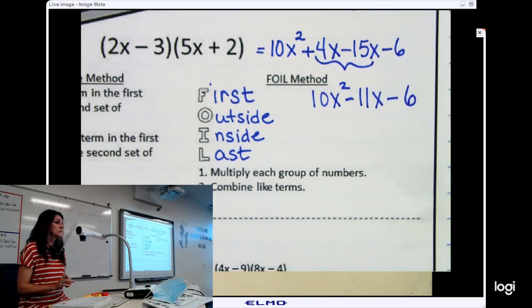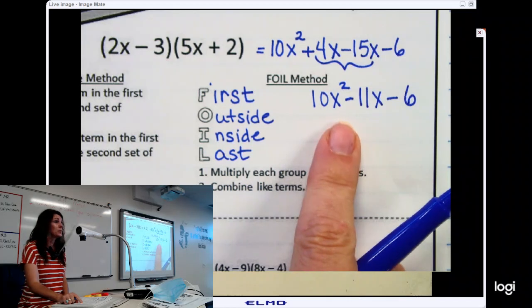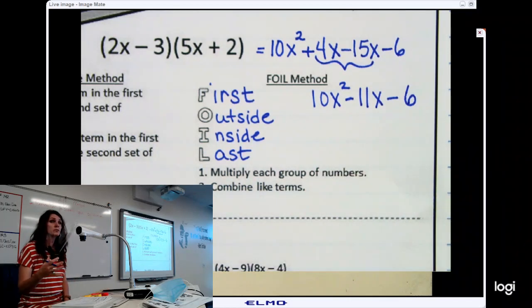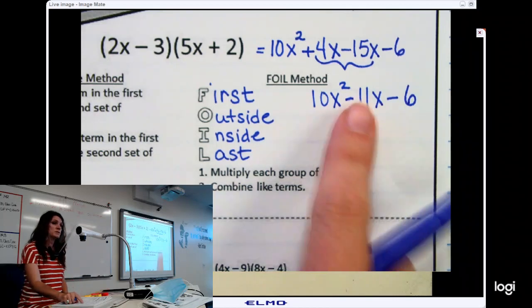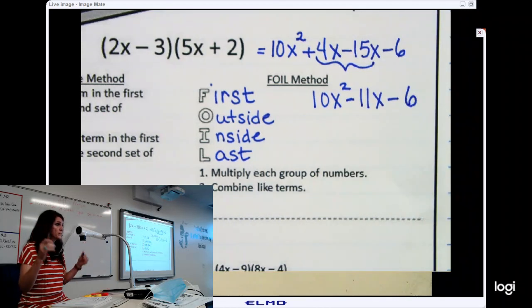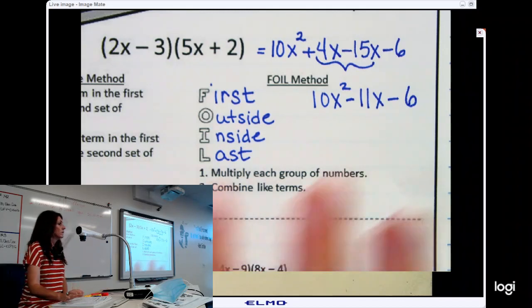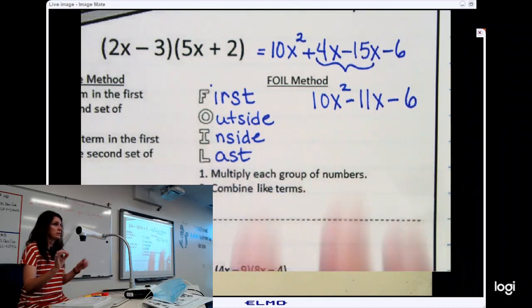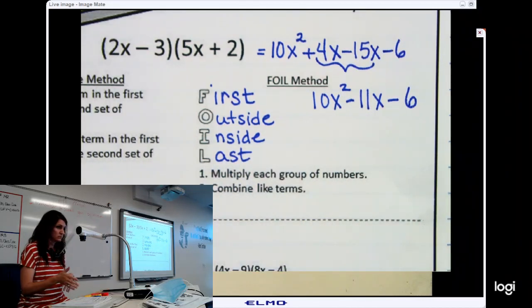Now I've noticed that this class sometimes needs a little help with the arithmetic. Always grab your calculator. I'm totally okay with it. There's no reason to get your numbers wrong because that's hard for you in your head, okay? There's no shame in calculator use in my class. So that's the FOIL method. First, outside, inside, last. I'll let you finish for a second.